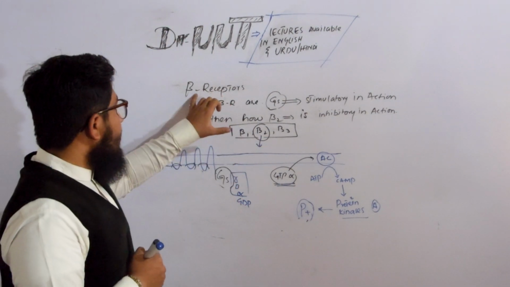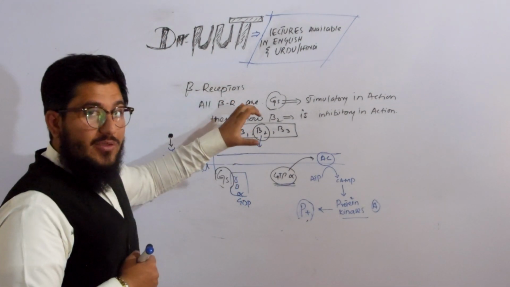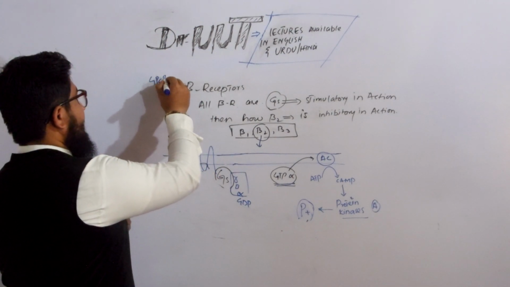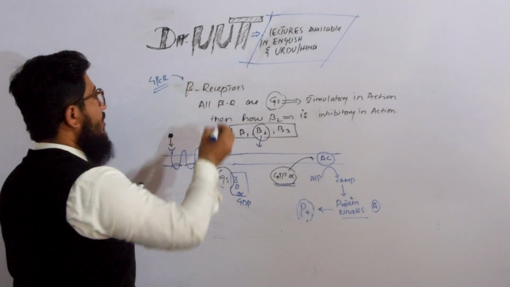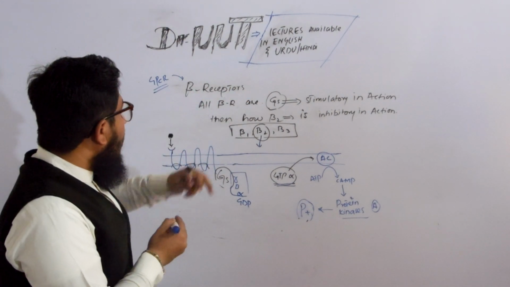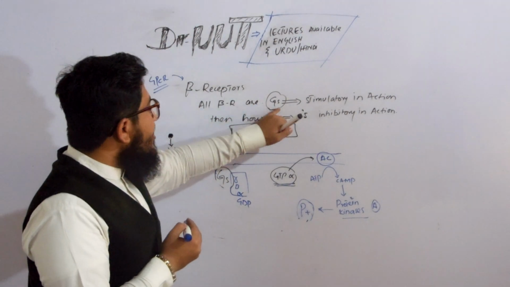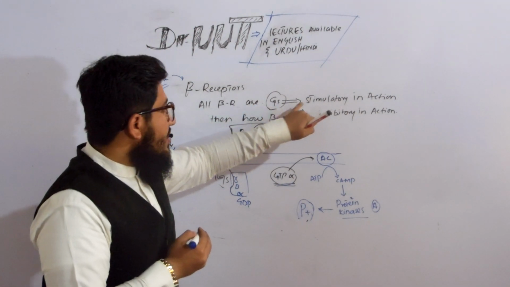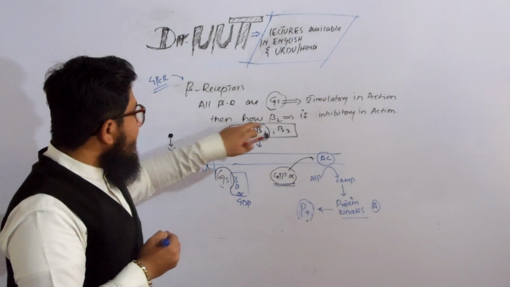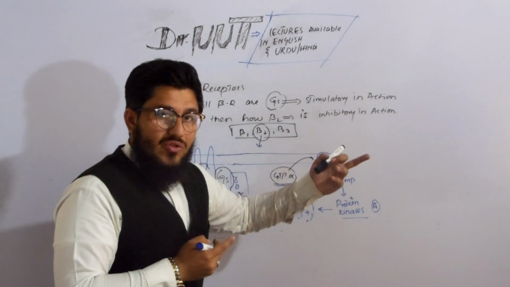Topic is G beta receptors, which are G protein coupled receptors. In that we are going to study the beta receptors, and the question that arises is that all the beta receptors are GS coupled, which is having a function that is stimulatory. And then why beta 2 is showing inhibitory mechanism?